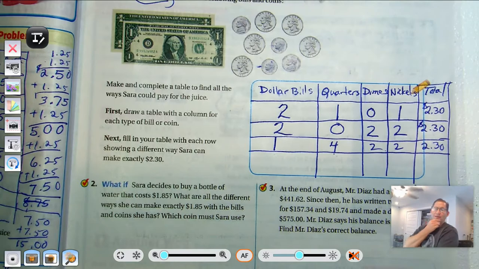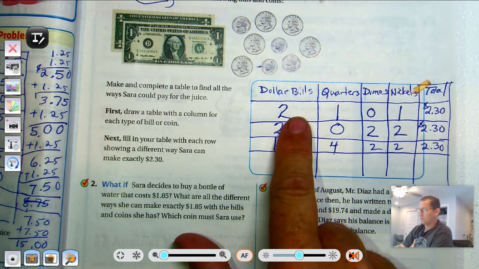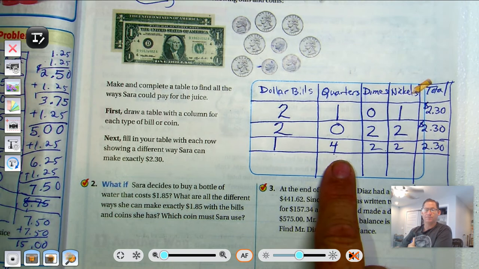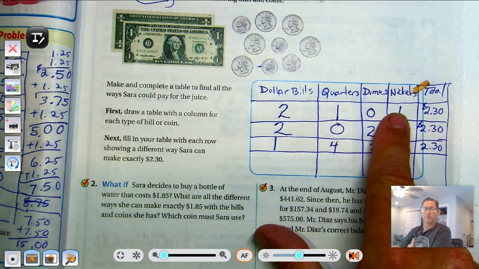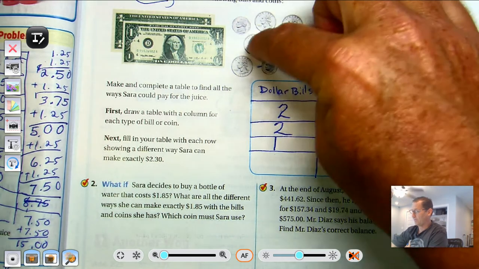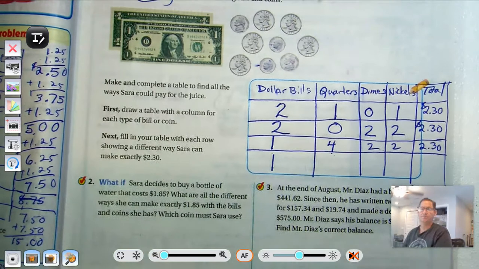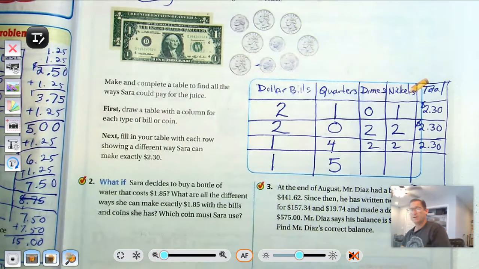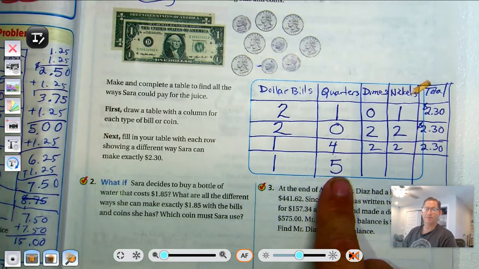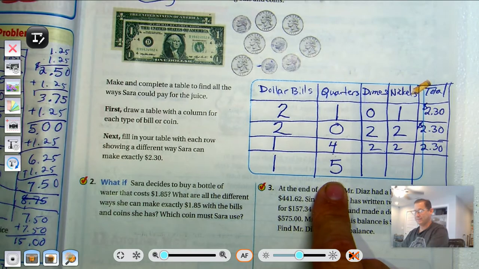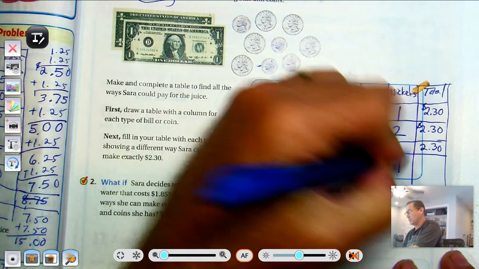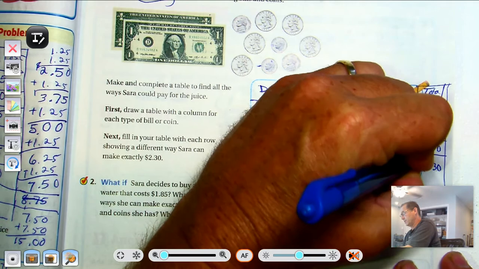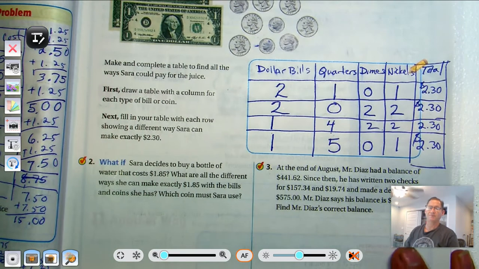And now, is there another way? Well, let's trade the dollar bill again for 4 quarters and use this amount. Let's use another quarter and a nickel because there are 5 quarters. 1, 2, 3, 4, 5 quarters. So $1 plus 5 quarters, that would be $2.25. No dimes. 25 cents plus 1 nickel. That would be $2.30. So we have 4 ways.